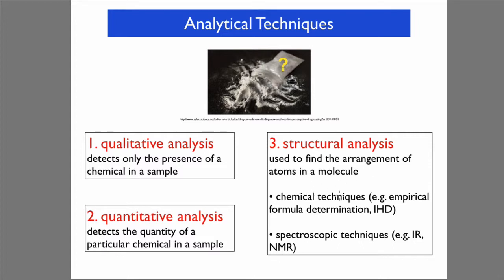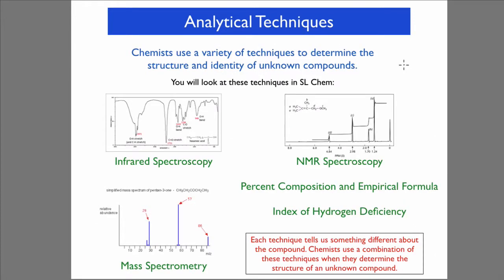And there are chemical techniques such as empirical formula determination through IHD, which we'll get to later, and spectroscopic techniques such as IR and NMR, infrared spectroscopy and nuclear magnetic resonance. A variety of techniques to determine the structure and identity of unknown compounds. Let's look at these techniques.